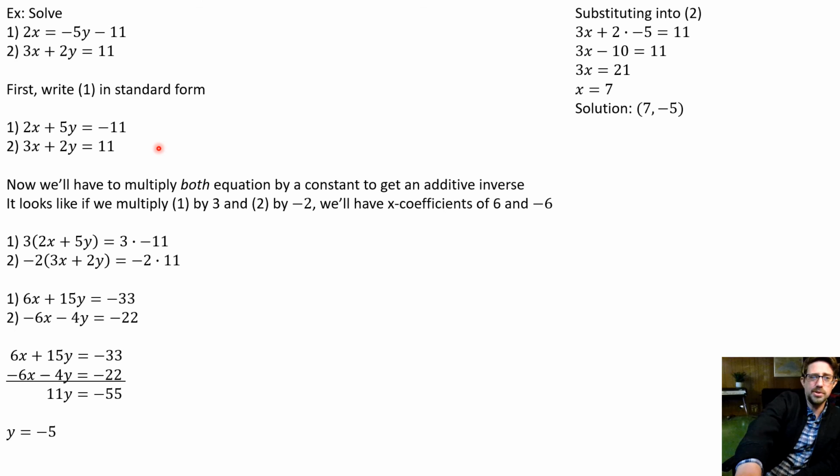Again, if you're feeling really confident, you don't have to check anything, but it's nice to know that it's right. So go back to both of these original equations and plug in x is 7, y is -5. They will both be true.